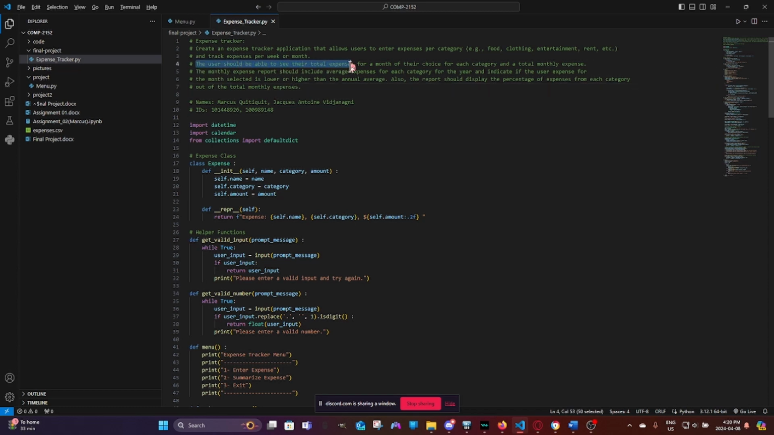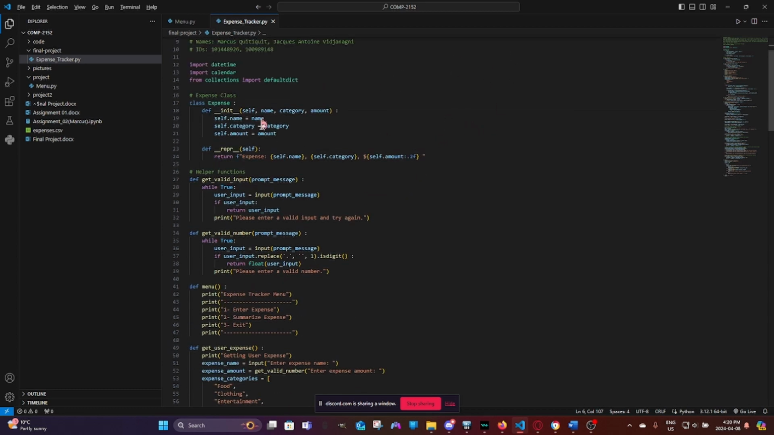So the user should be able to see their total expenses for a month of their choice, and they also want to include the average for each category and for the year. And we had to indicate to the user for the month whether it is lower or higher than the average. Also, the report should display the percentage of the expense.